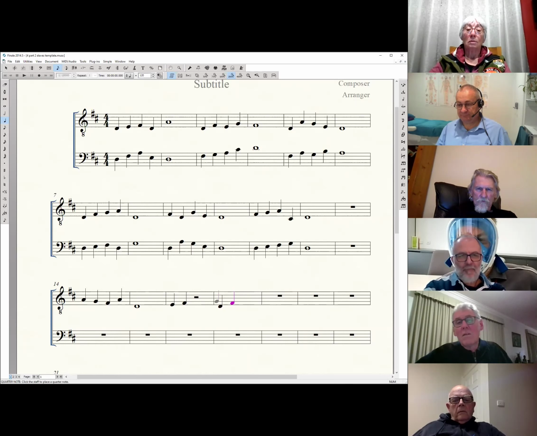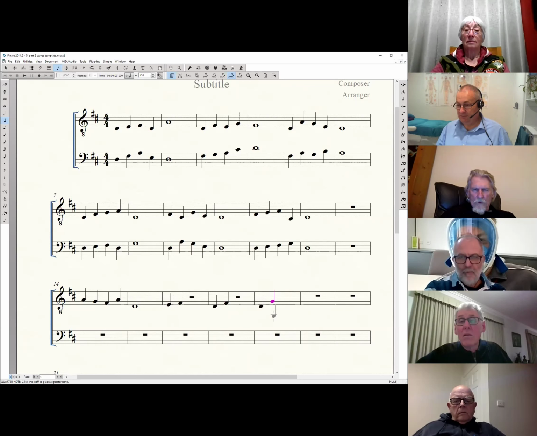The third. It's a third. Is everyone clear on how that is a third? How to work it out? Okay, so this interval is a fourth. We're just going up by one.